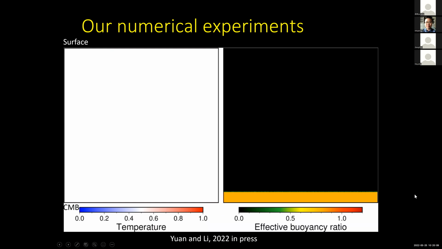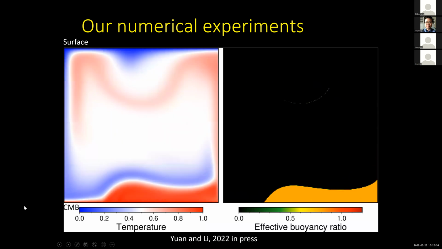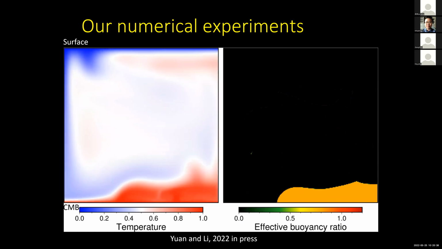The color bar shows the effective buoyancy ratio. You can think of this effective buoyancy ratio as the compositional density. Basically, the yellow material is a few percent denser than the black material. So this is our initial condition from the surface to the CMB. Let's run the calculation. It's a very simple 1x1 box 2D Cartesian model, and all boundaries are free slip.